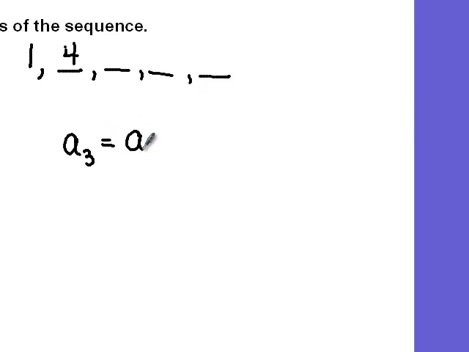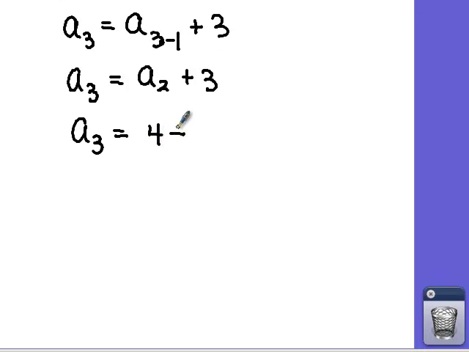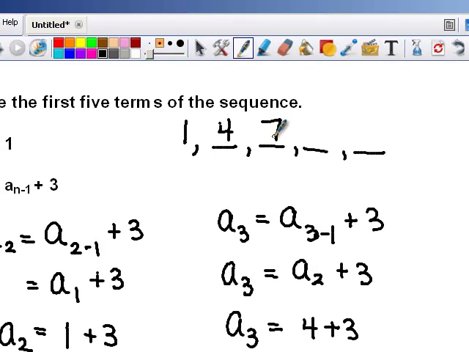So if we do A3 minus 1 plus 3, if we simplify this, we have A2 plus 3. And since we know what A2 is, we'll plug that in. And 4 plus 3 is 7. And if you want to, once you find the pattern to this, you can tell that it's adding 3 to each one. So the next one will be 10, and the next one will be 13.